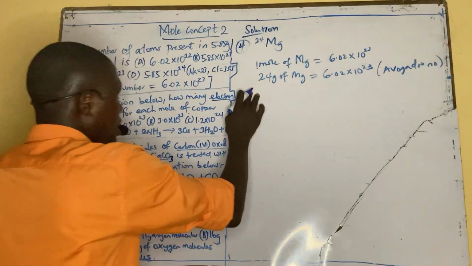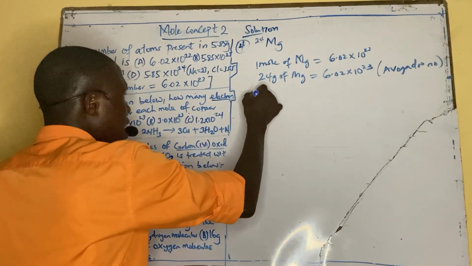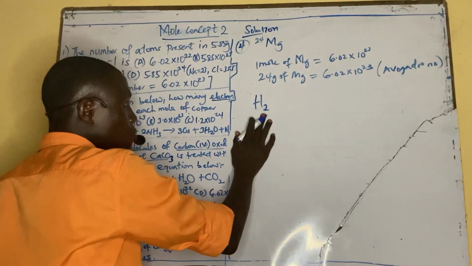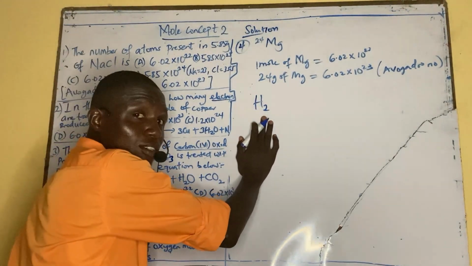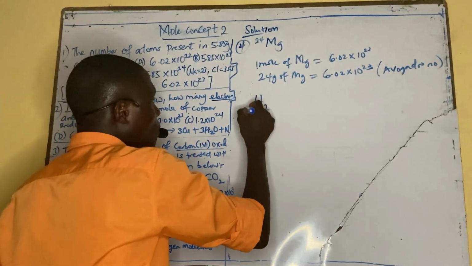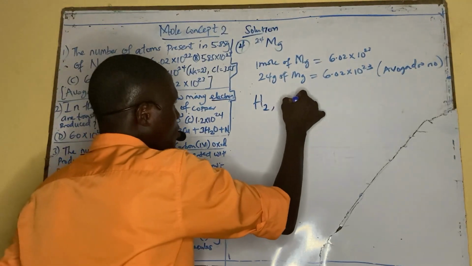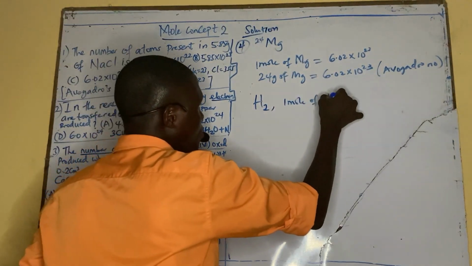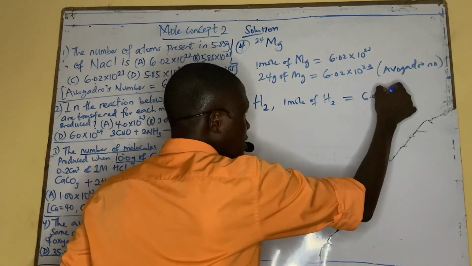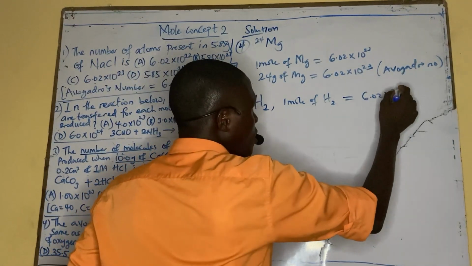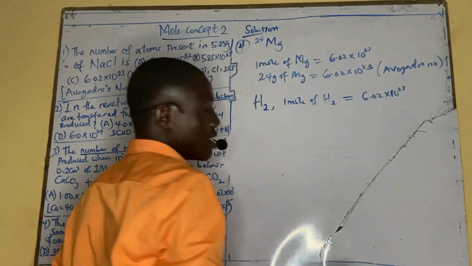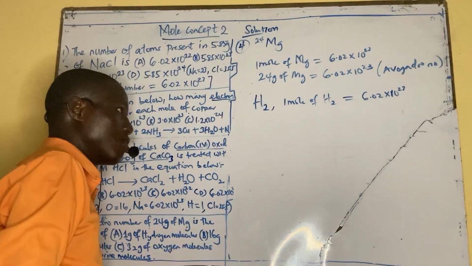Hydrogen molecule is H2, right? These are to represent hydrogen molecules. But you know that 1 mole of hydrogen molecule will be equivalent to 6.02 times 10 to the power 23. That is, 1 mole of H2 is the same as 6.02 times 10 to the power 23, which is Avogadro's number. That one is correct.